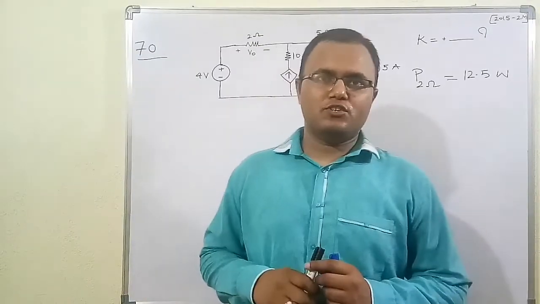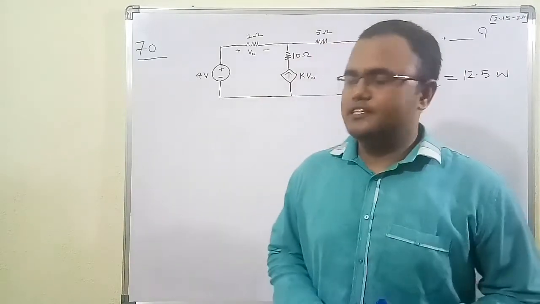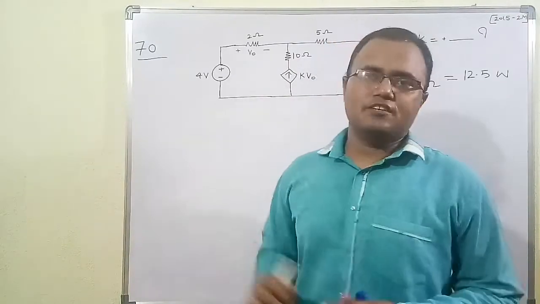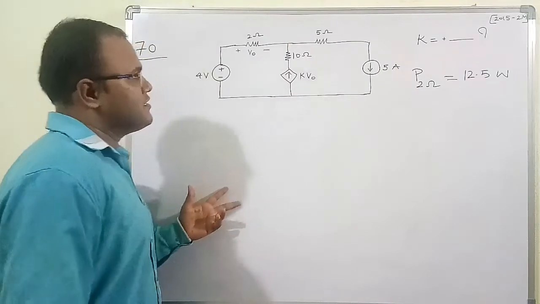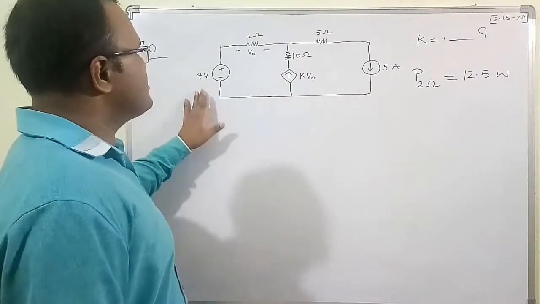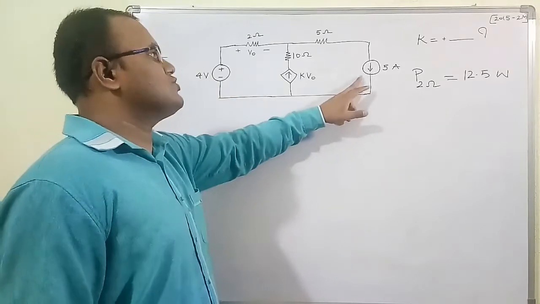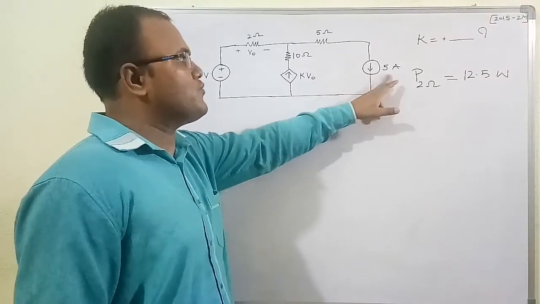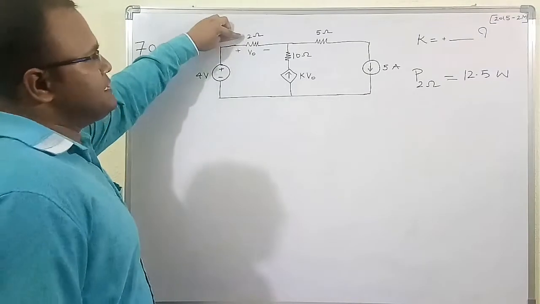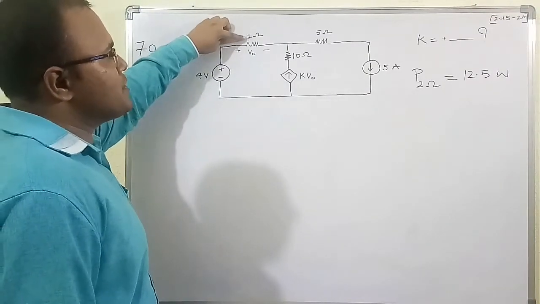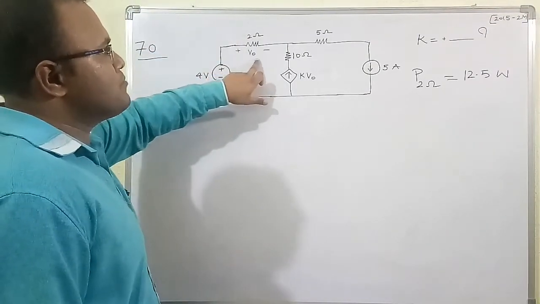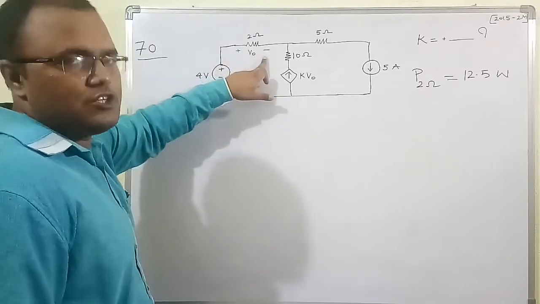Now let's move forward to solve the last numerical in this lecture, question number 70. In this circuit there is an ideal voltage source of 4 volt and an ideal current source of 5 ampere. There is a resistor of 2 ohm, and the voltage drop across it is given as plus minus V0, with the polarity also given.